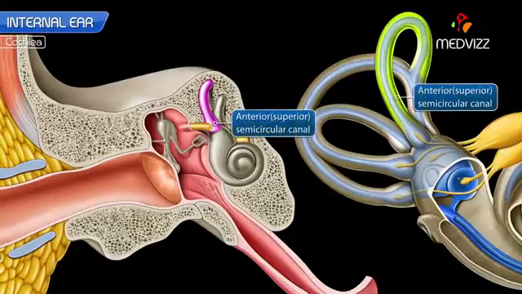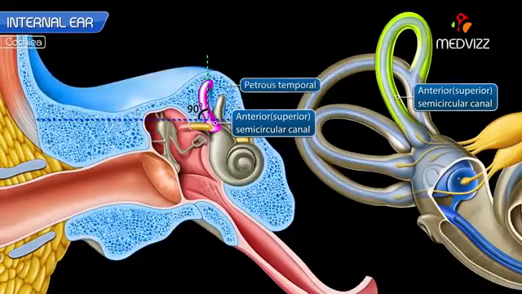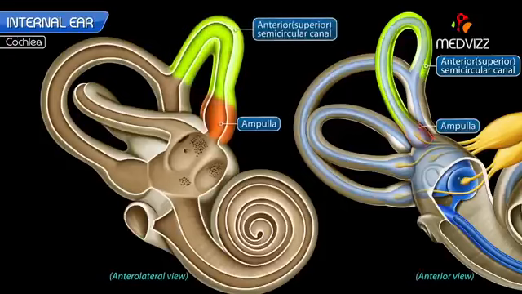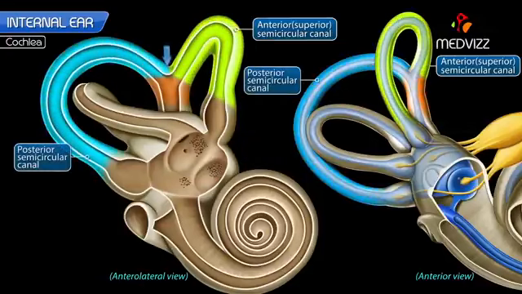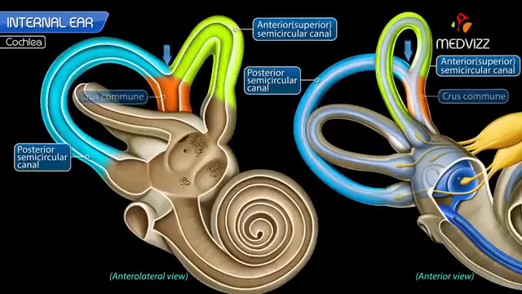The anterior semicircular canal lies in a vertical plane at a right angle to the long axis of the petrous temporal. Its anterior ampullated end communicates with the vestibule anterolaterally. Its posterior non-ampullated end unites with the upper non-ampullated end of the posterior semicircular canal to form the crus communae, which opens into the vestibule.